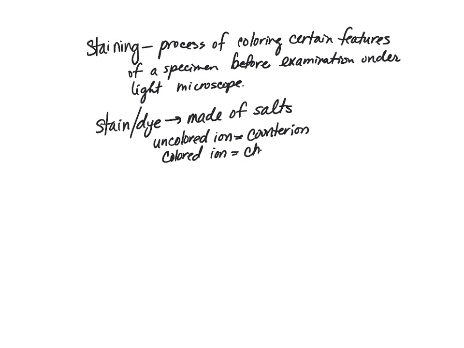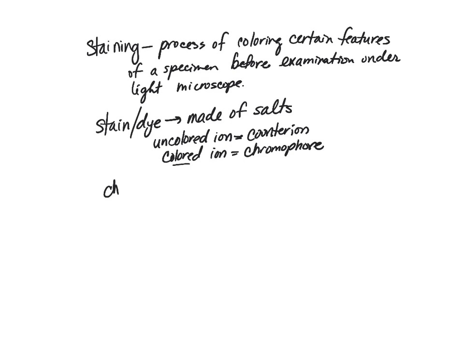is the chromophore. And we already spoke a little bit about chromophores because we were talking about fluorochromophores when we were talking about fluorescence microscopy, so therefore we use dyes that have fluorochromophores. So the chromophore is the one that's going to be doing the coloring, that's why it's the colored ion, and then the one that is uncolored is the counter ion.